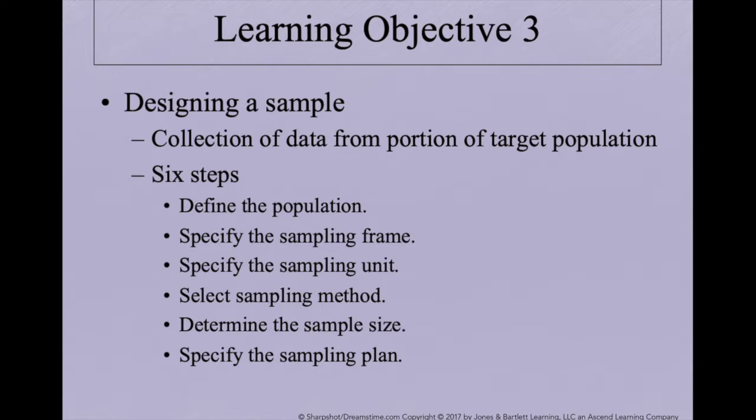Select the sampling method, which is the way in which sampling units are to be selected. Determine the sampling size. This depends on many factors. Table 5-5 shows some examples. Specify the sampling plan, which involves specifying how to implement the sampling choices made in the previous 5 steps.